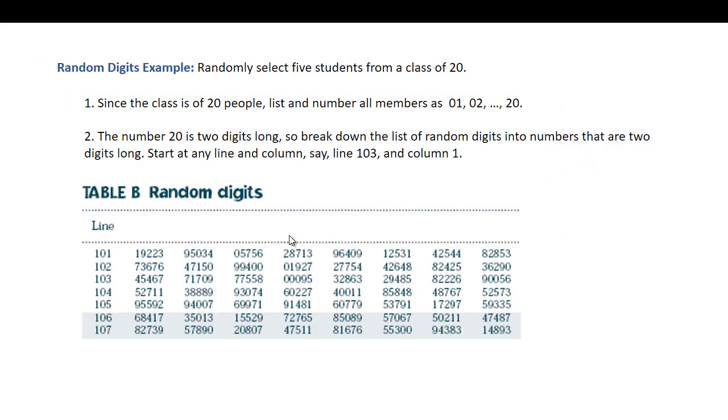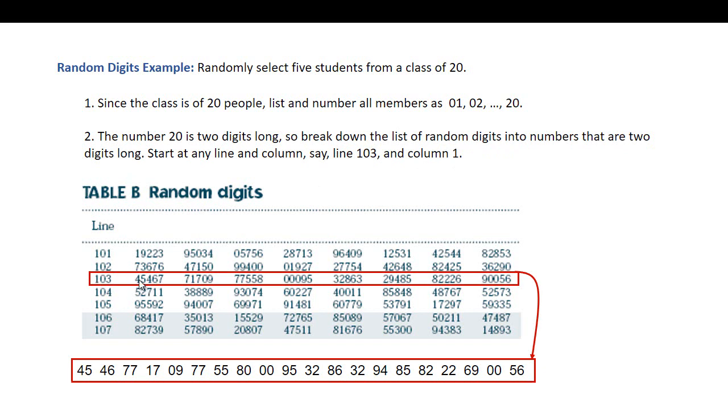The number 20 is 2 digits long. Since we are labeling the individuals with 2-digit numbers, we are going to have to read the random digits in the table 2 digits at a time. In other words, we break down the list of random digits into numbers that are 2 digits long. Start at any line and column, say line 103 and column 1, and then start reading those numbers. So line 103, column 1 is where I'm starting to read.